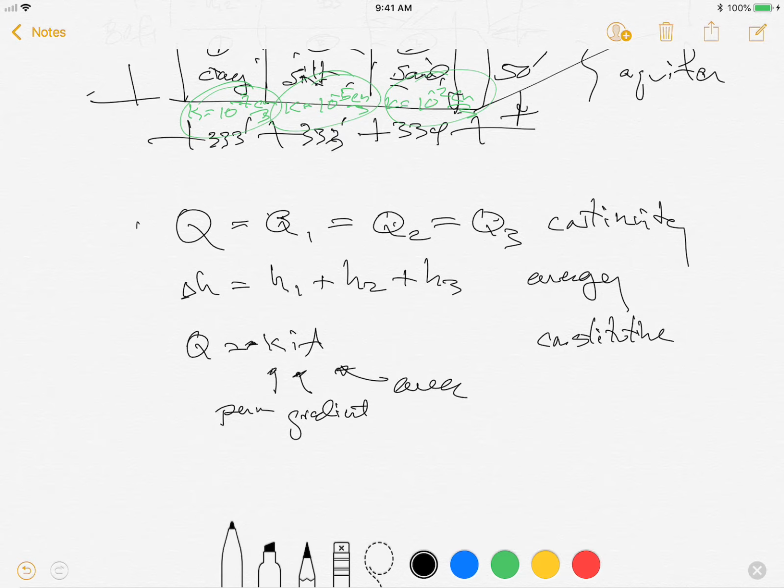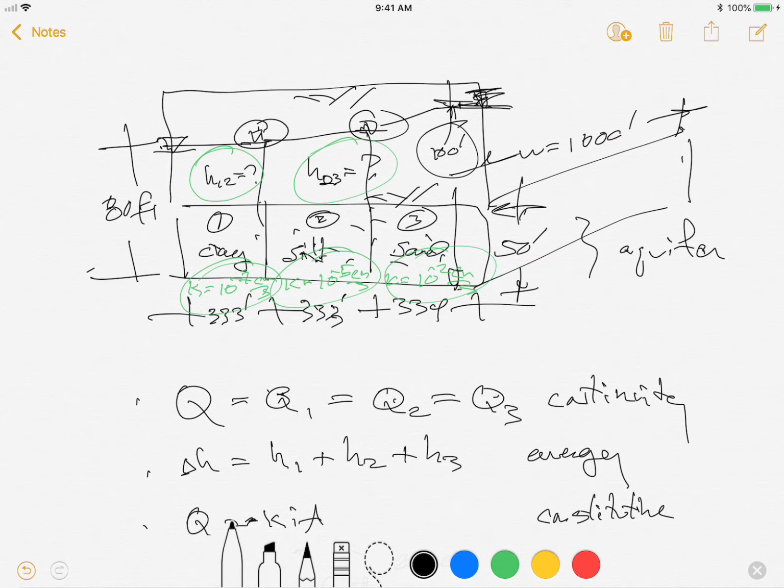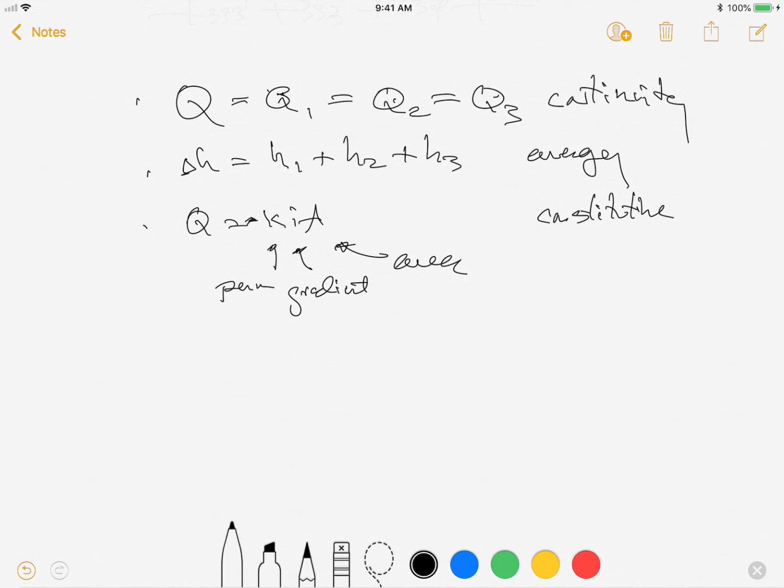Okay, so we've got 3 equations, and using these 3 equations, we can solve for what the energy is at the interface between 2 and 3, and the interface between 1 and 2. So how do we go about doing this? Well, the easiest way is to put everything in terms of the same variable. So let's put everything in terms of H2.